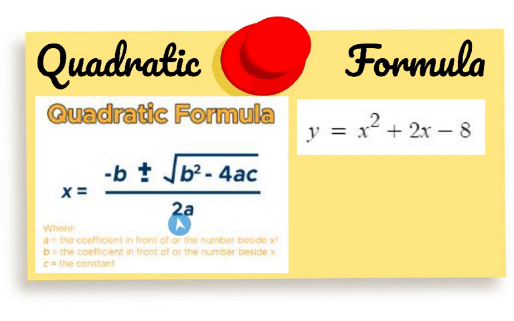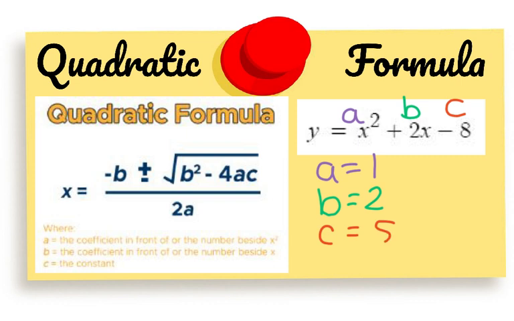Now you might be asking yourself, what do you mean by a, b, and c? Well, when our quadratic equation is written in standard form, where we see our x squares, our x's, and our constants, our a is always the coefficient that's in front of the x squared. So in this problem, the a would be a 1. The b is always the coefficient to your x, so b in this one would be 2. And your c is always your constant. So in this one, our c would be -8.